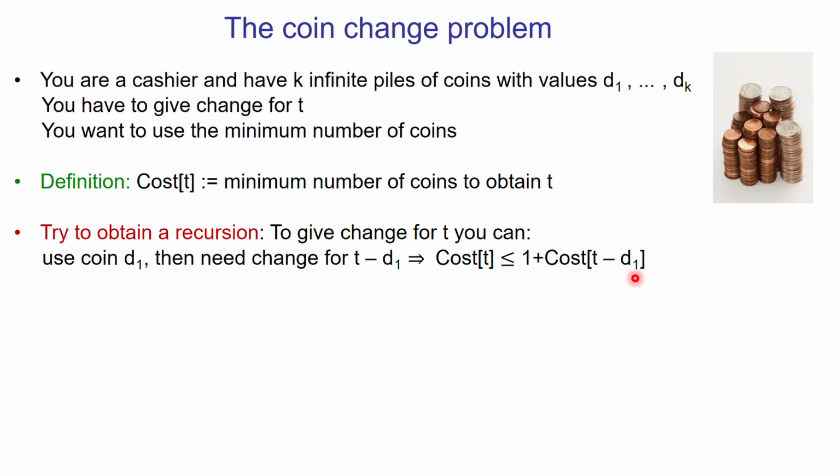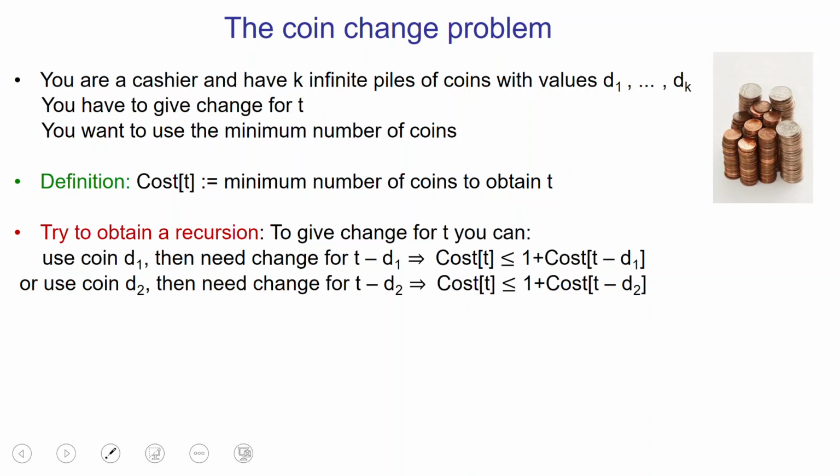We could also use, of course, coin D2. So we could alternatively use coin D2. In this case, we will need to give change for t minus D2. And this again shows that the cost of t is at most 1 plus the cost of t minus D2. And so on. We could use coin D3, D4, and so on. So we have several choices, and we ask ourselves, which one do we pick?